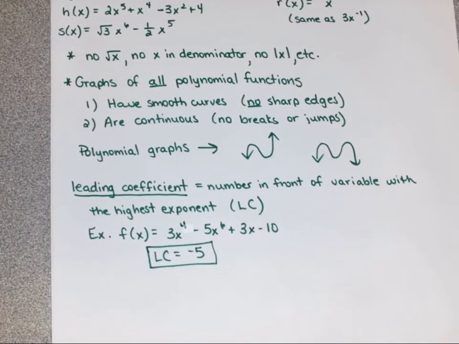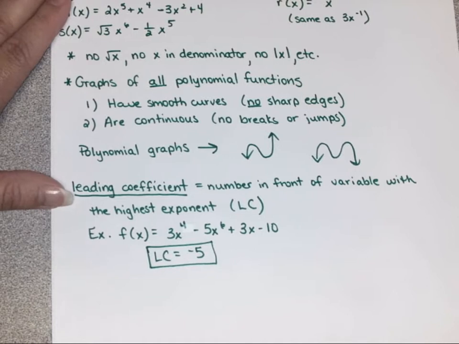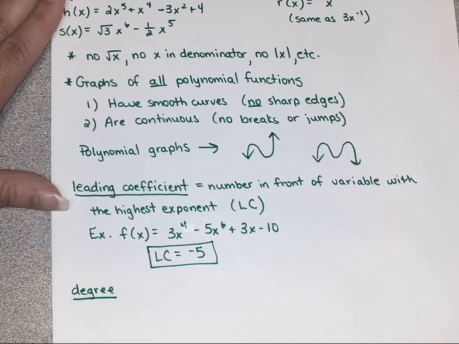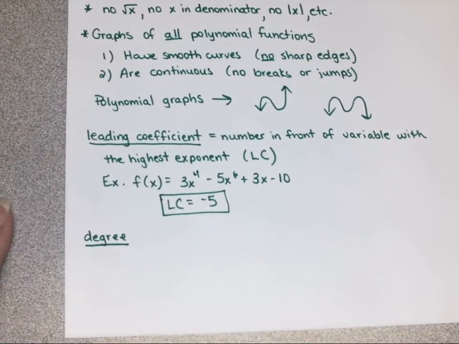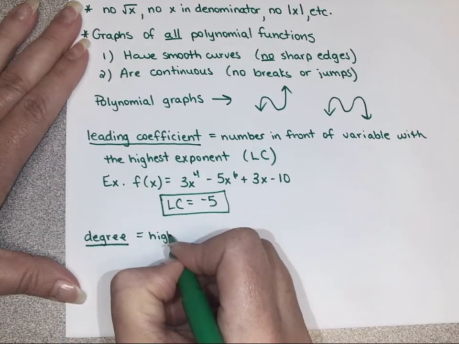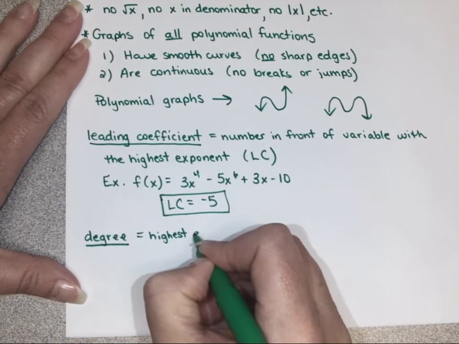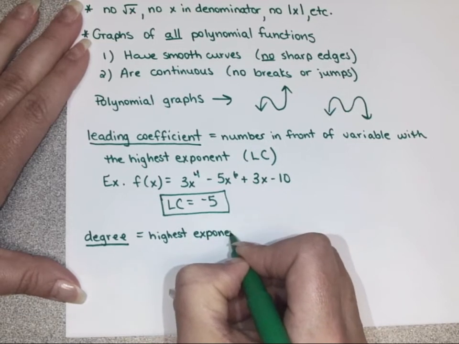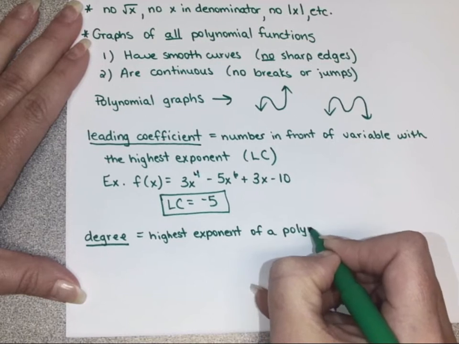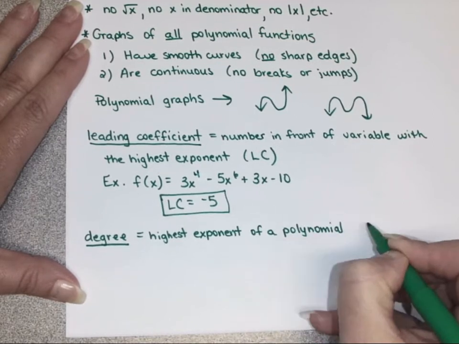Notice if we would have written the terms in order like we normally do, we should be starting with highest exponents first. But we didn't, so the leading coefficient there would be -5. Something else we're going to need to break down from a polynomial function, not just the leading coefficient, but also the degree. The degree is just the highest exponent of a polynomial function. So the leading coefficient is the number in front of that highest exponent, and the degree is the highest exponent itself.